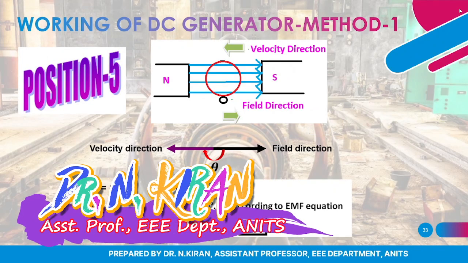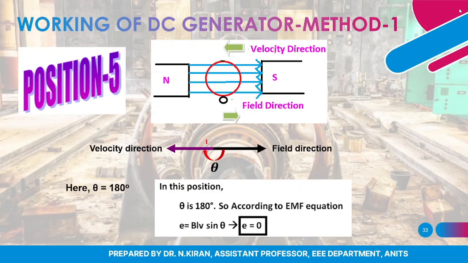Next, in position 5 you can see the velocity component and the field component directions are exactly 180 degrees, quite opposite to one another. We know that sine 180 is 0. So according to my expression, E is equal to BLV sine theta, my magnitude of EMF will be 0 in position 5.